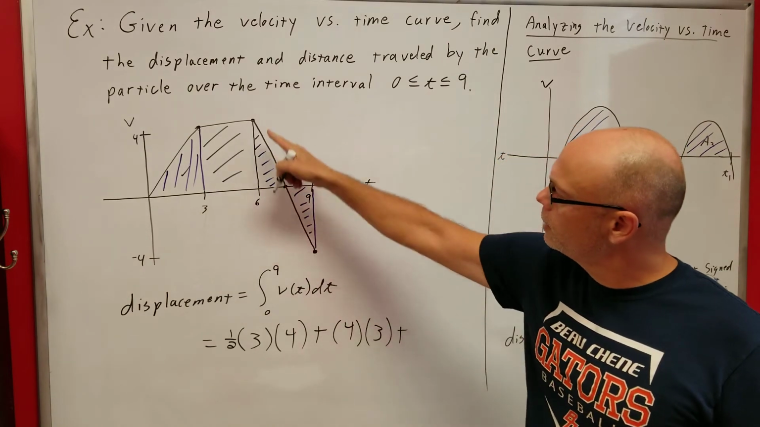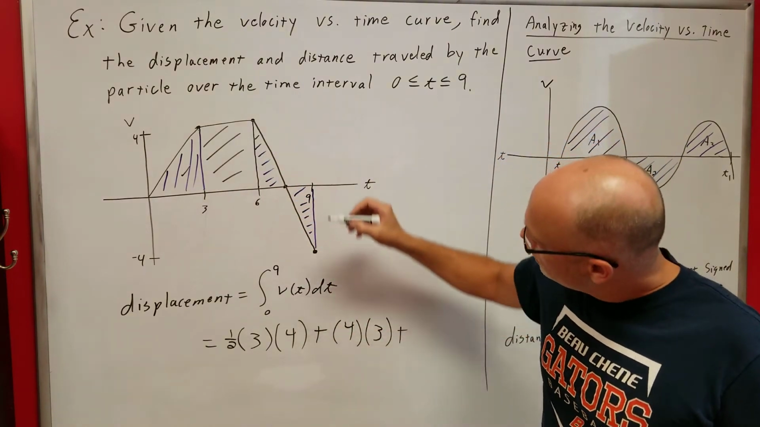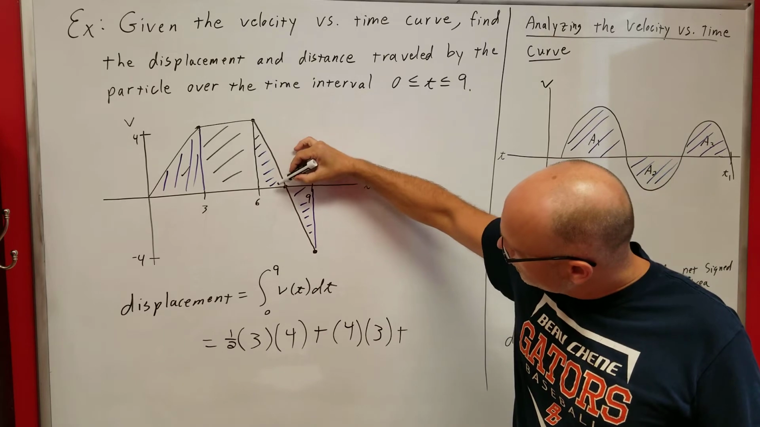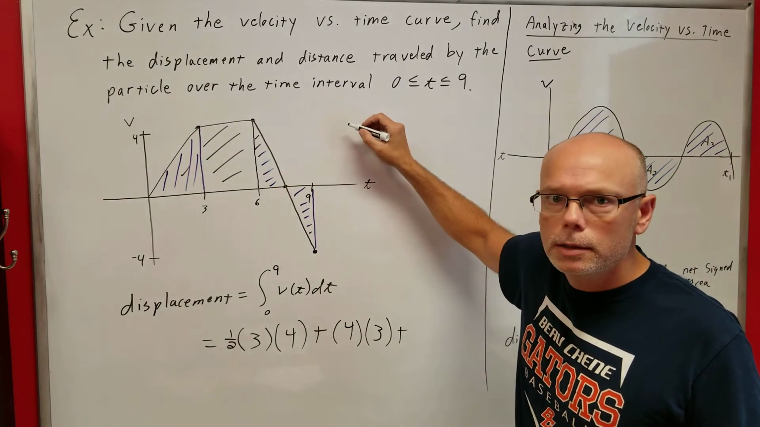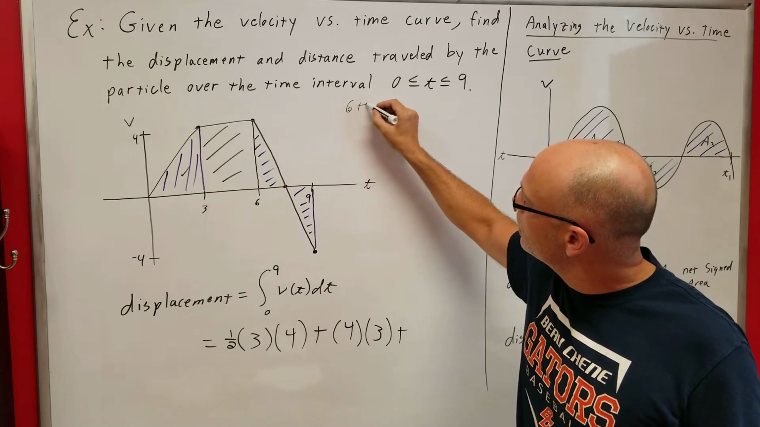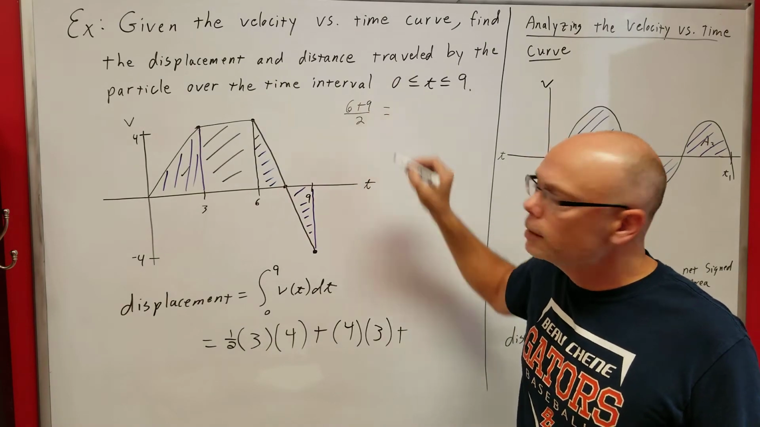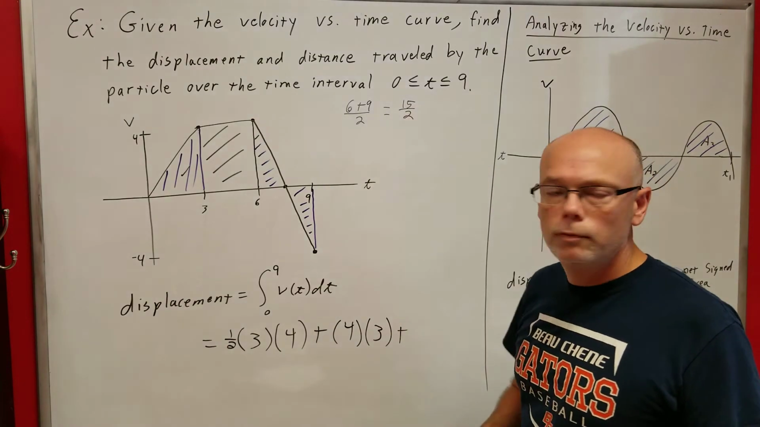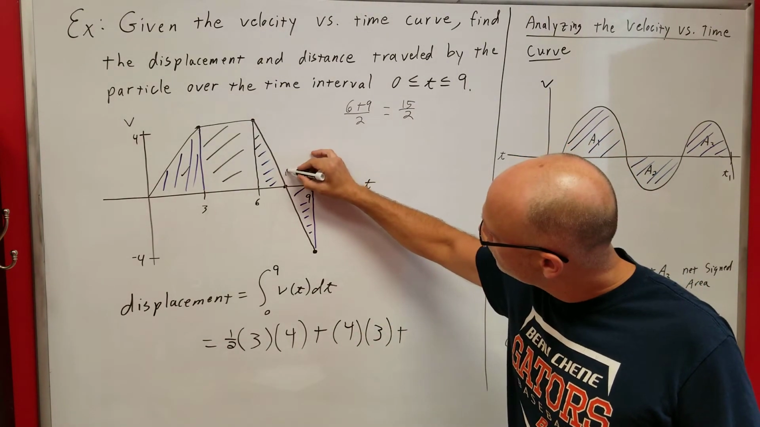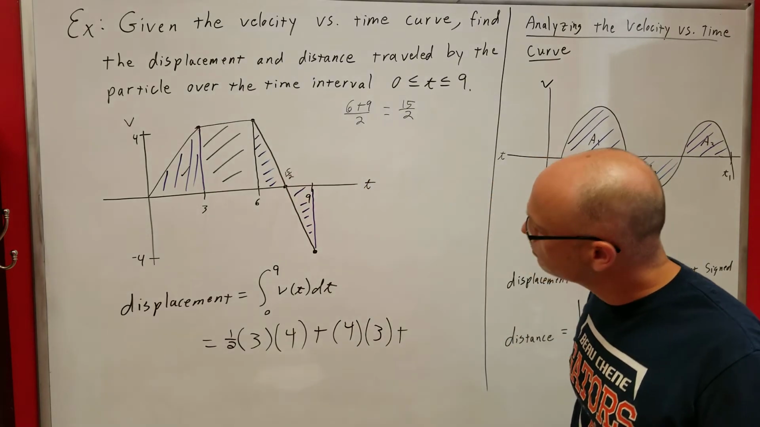Let's find the area of this triangle, okay? Now, this goes through the x-axis halfway between 6 and 9. How do I find that halfway point? Take 6 plus 9 and divide by 2, right? What does that give me? 15 halves. So this point is 15 halves, right?